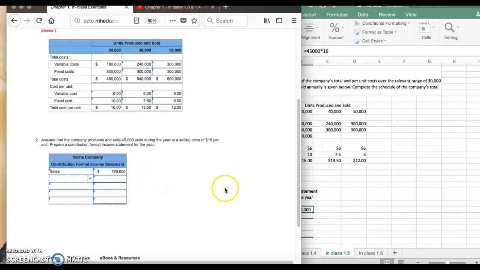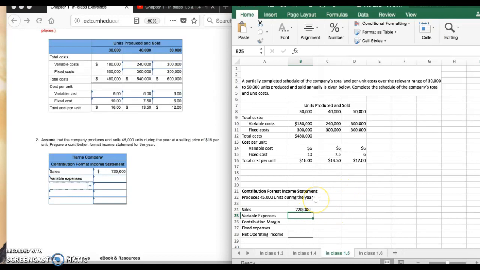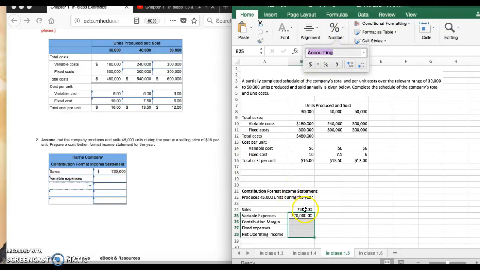Right, enough zeros? Yes. So the next thing we do in our contribution format income statement is record our variable expenses. Do our variable expenses change depending on how many units we sell? No, it's always going to be $6 per unit. So we'll do 45,000 units again times 6. So that'll give us $270,000 in variable expenses. We will put that in our answer key here.